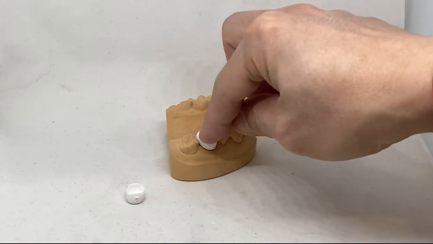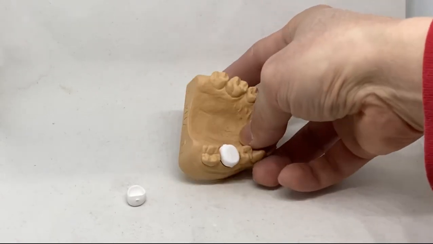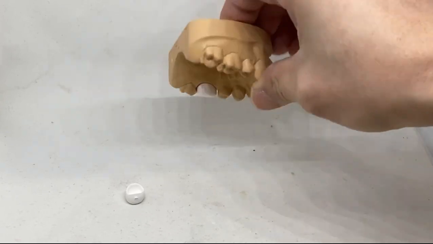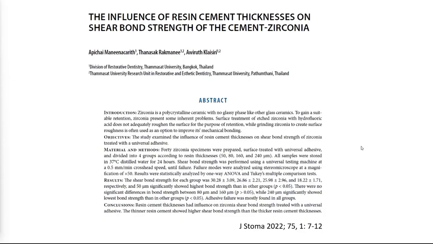Place the second crown, apply good pressure, and flip the model over. It has a uniform internal fit, resulting in a good retention. Here is a paper that shows why a uniform and thin cement gap is important. This paper shows that resin cement thickness affects zirconia's shear bond strength.